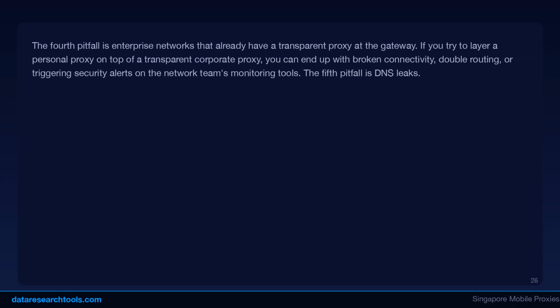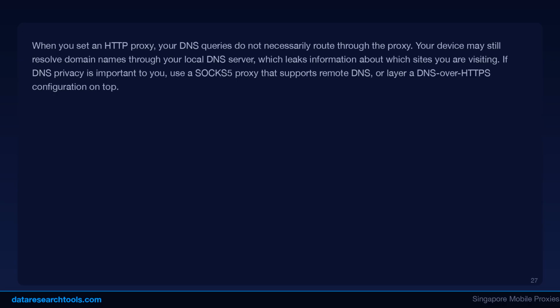The third pitfall is mismatched protocols. If your provider gives you a SOCKS5 proxy, you cannot enter it as an HTTP proxy in your settings, because the protocols are not interchangeable. The fourth pitfall is enterprise networks that already have a transparent proxy at the gateway. If you try to layer a personal proxy on top of a transparent corporate proxy, you can end up with broken connectivity, double routing, or triggering security alerts on the network team's monitoring tools.